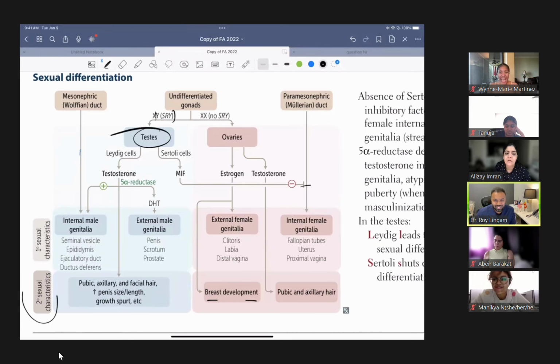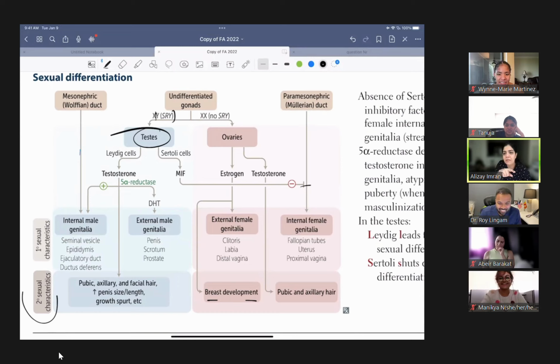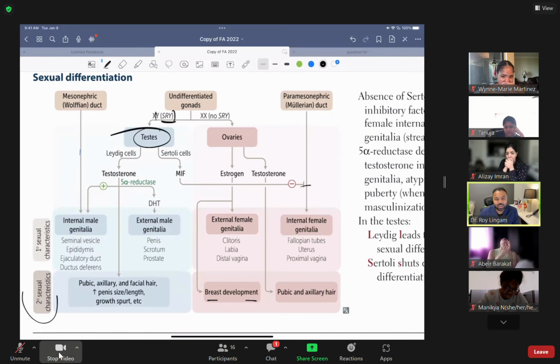Okay, so that's that. So would the female have the Wolffian duct? No, they don't. All right. So that's where we have the SRY gene that comes and inhibits the Mullerian duct, folks. Okay, so that's how it is.